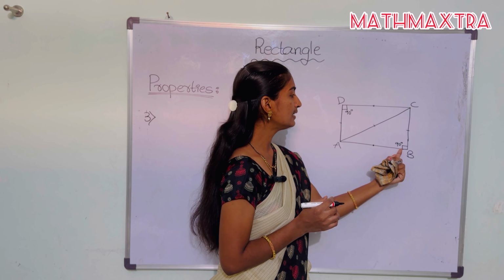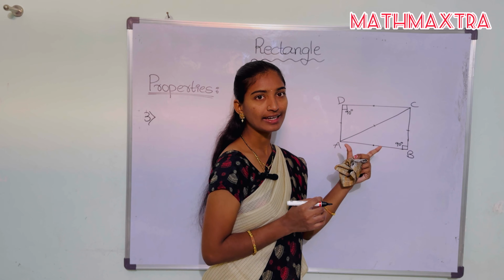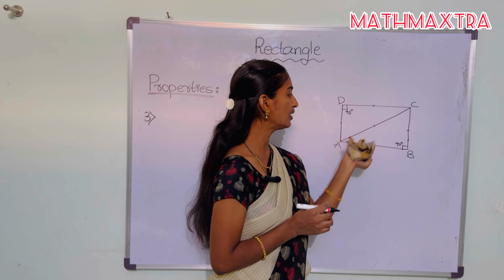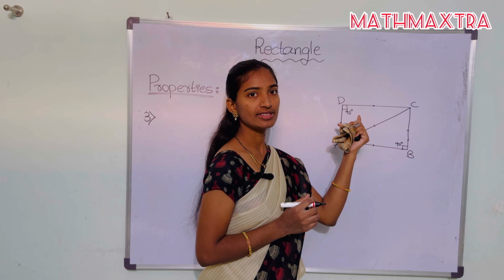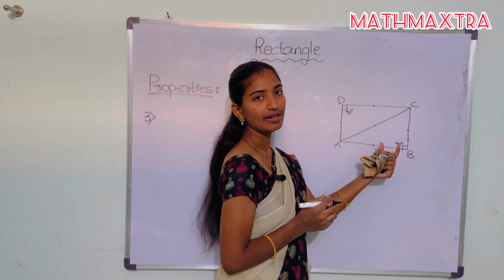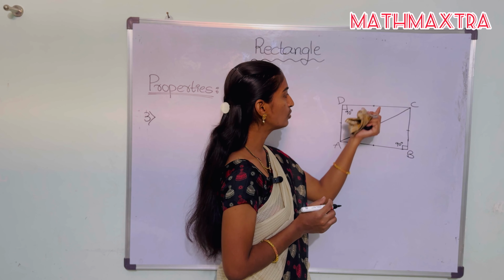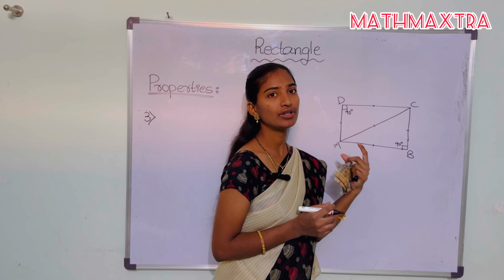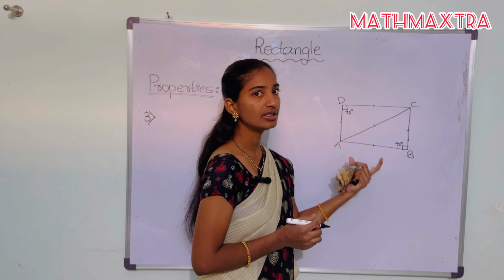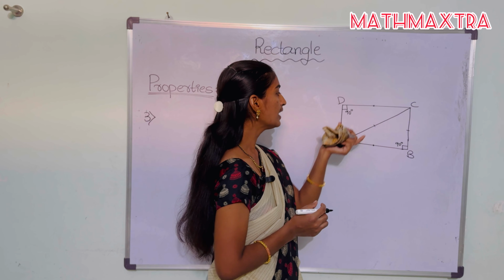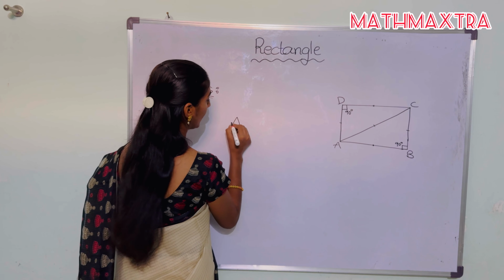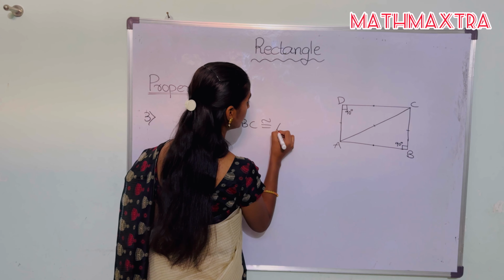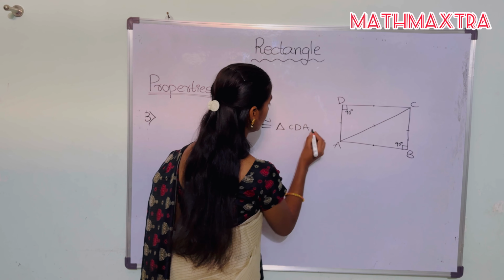See, 90 degrees and 90 degrees, right angle, and hypotenuse AC is a common hypotenuse for both the triangles, isn't it? And one of the sides must be equal. Yes, we have two sides also equal. Okay, so this is right angle hypotenuse side. According to that axiom also, we can say triangle ABC is congruent to CDA, isn't it?